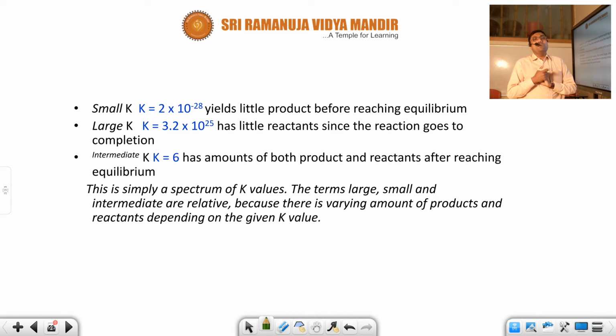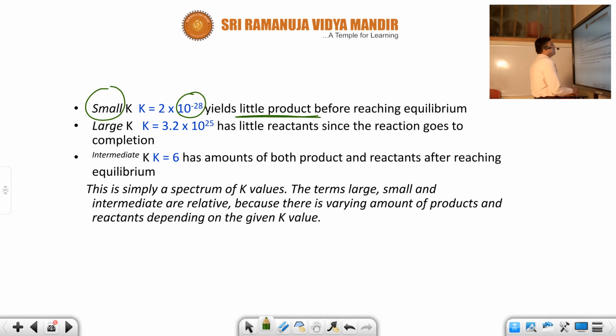Let us see the quantitative mode. Quantitative mode means let us give some value to K. Here you see, students, the value of K is in the order of 10 power minus 28. What does it show? 10 power minus 28 is a very small value. So naturally, little product will be formed.